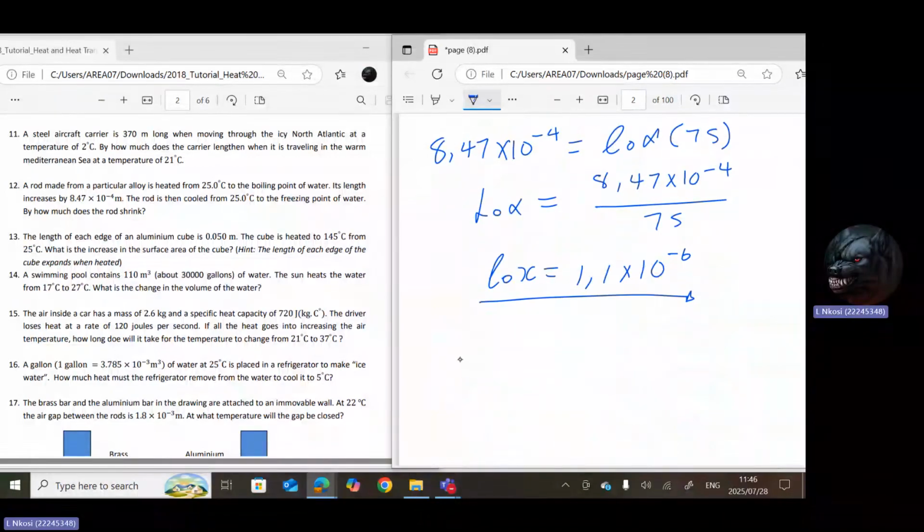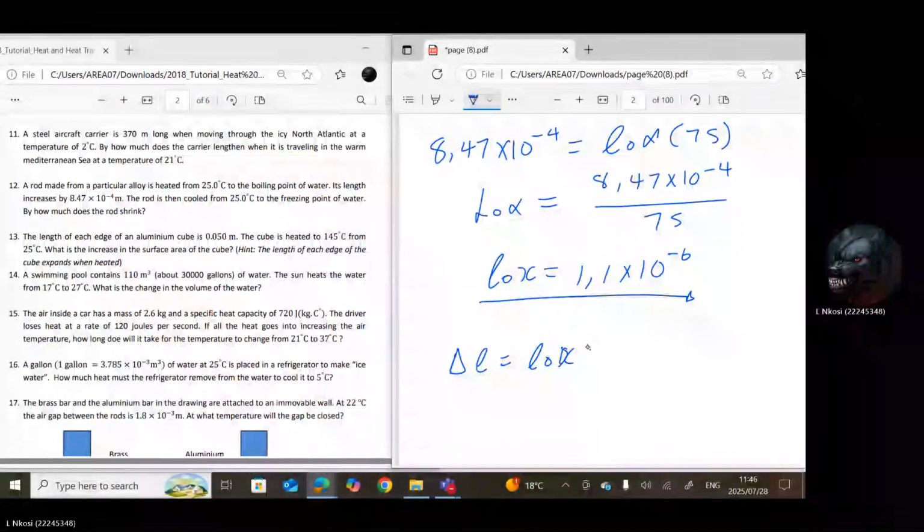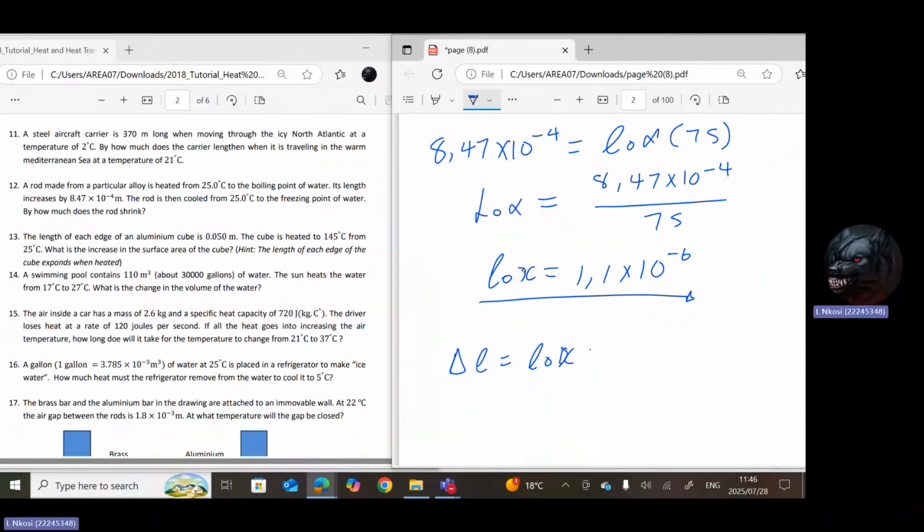So now you can say for the second part, change in L is equal to L0 alpha change in T.